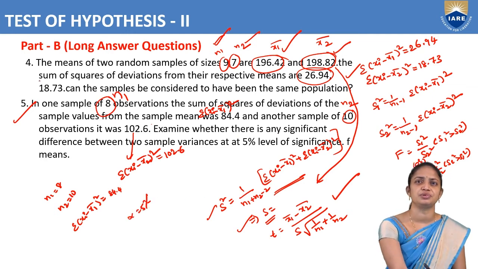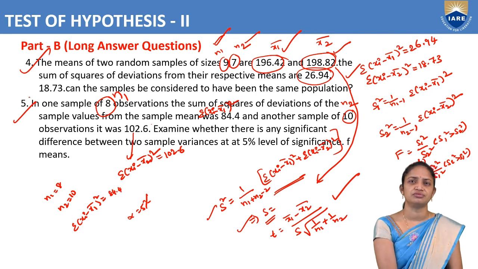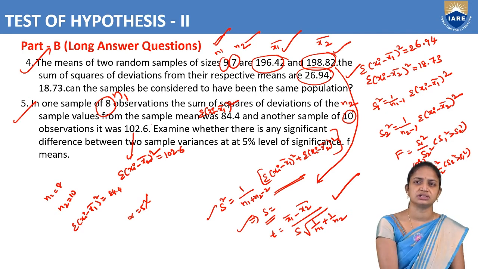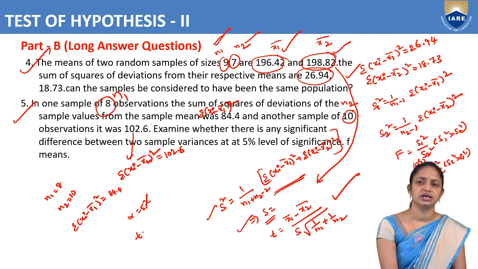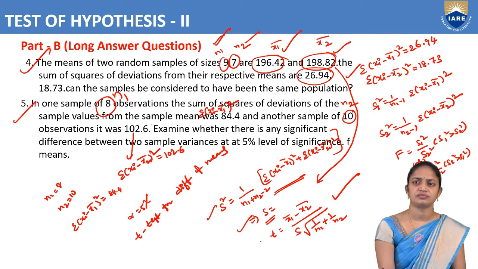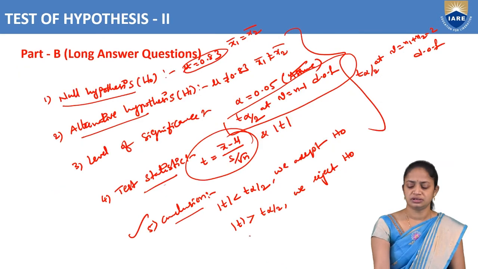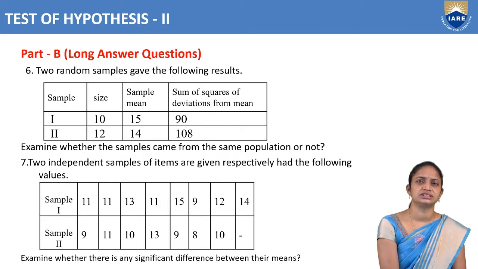So again it is the same procedure. You have to follow the fourth problem's procedure. Here also we are using the t distribution or t test for difference of means. The formula is this one. Next question, the sixth one.